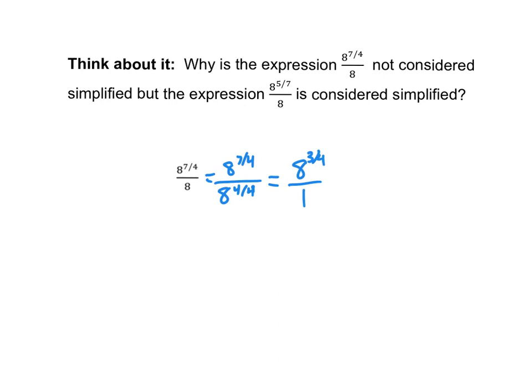When I divide, I'm really subtracting the exponent. If I were to try to do the same thing here, I would end up with a negative exponent or an exponent in the denominator. That's a fraction. So I would then have to rationalize the denominator, and I'd end up with this again.